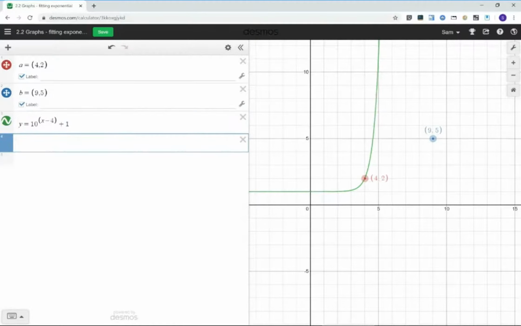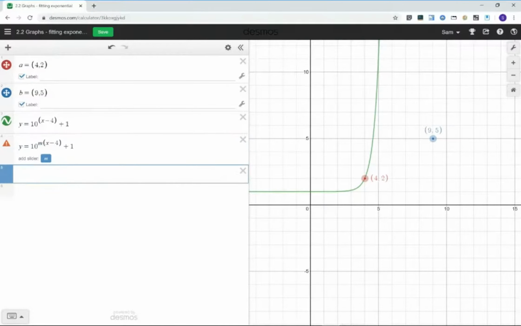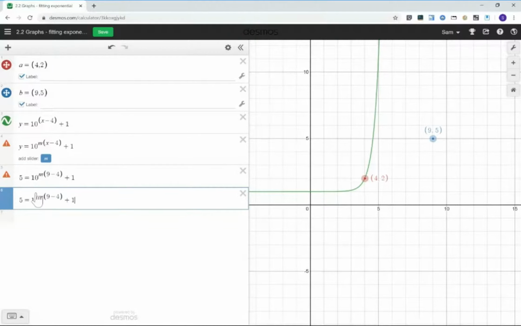All right. Now, to make it go through this other point, 9, 5, I'll just make a copy of that graph so you can see the original one. We want to find the value for m, gradient. And as usual, we're going to substitute in our points. The other point has a y value of 5, and an x value of 9. Rearrange it for m. Take away 1 from both sides. 4. 9 minus 4 is 5.